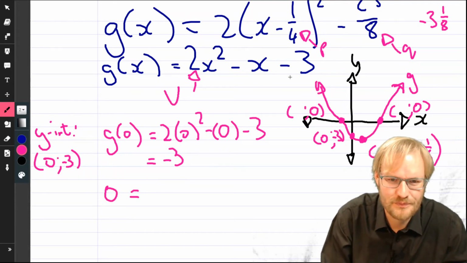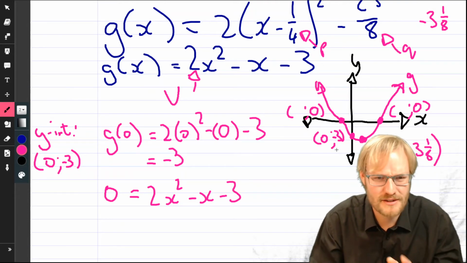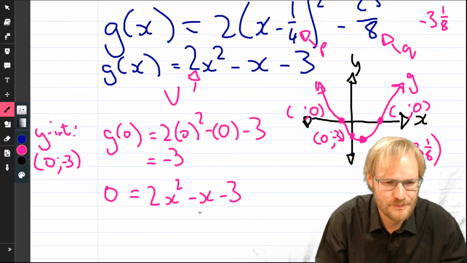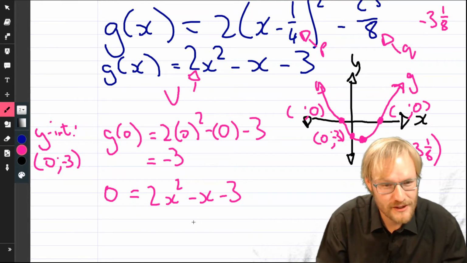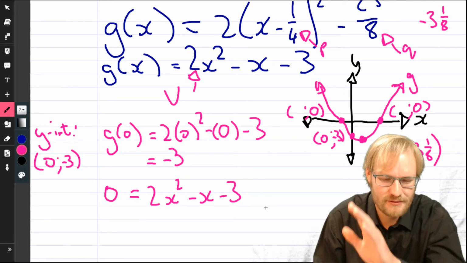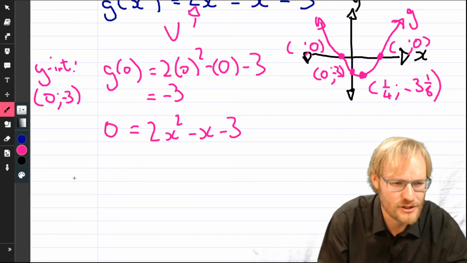0 equals, let's keep using this form of the equation, 2x squared minus x minus 3. Remember in that first exercise you did in parabolas, you kept on multiplying this out. It's kind of been done for you. I'm definitely going to use the quadratic equation, just because I'm late, I don't really remember how to factorize. We can just use the quadratic equation.